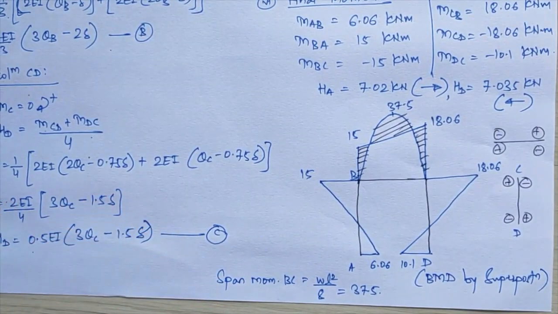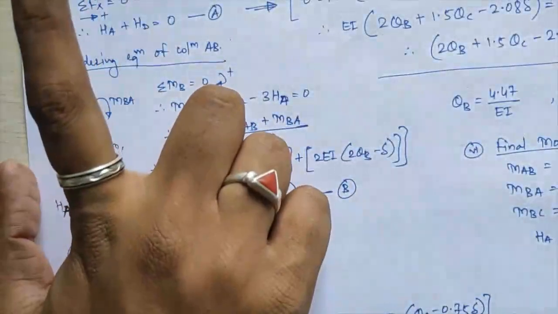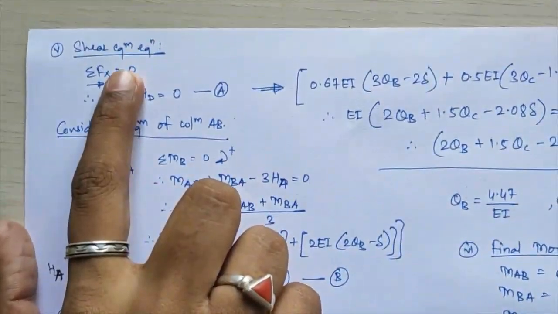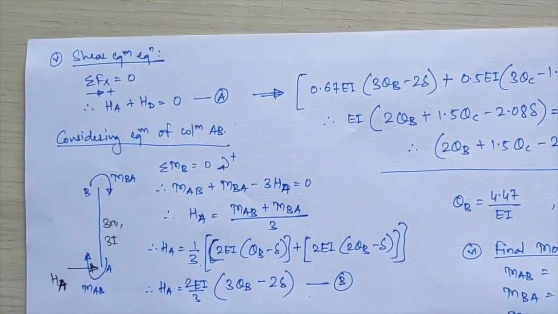Normally you have to follow the same steps as for a non-sway type of portal frame, but only one step is increasing, that is the step for the shear equilibrium equation. If you understand that step, then it is better.